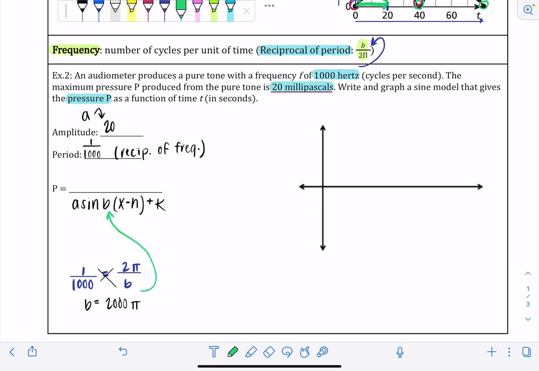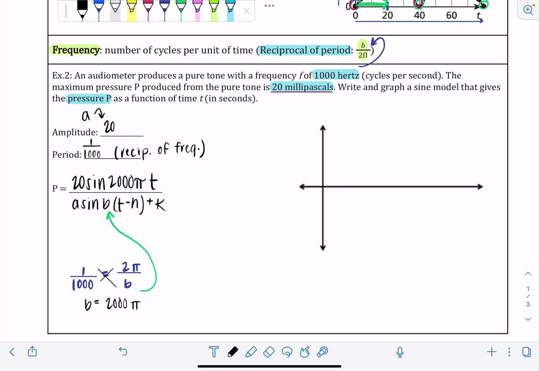So we know a, we know b. A is 20, so it'll be 20. And then sine, and then b is next, so sine of 2,000 pi. And then there's no phase shift, there's no vertical translation other than the midline just 0. So we just need our x now, but in this case it's supposed to be a function of time, so I'm going to put t instead of x. This should have been a t down here as well, just because our input was time.